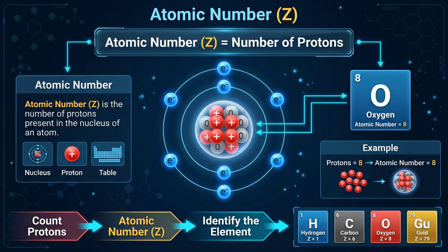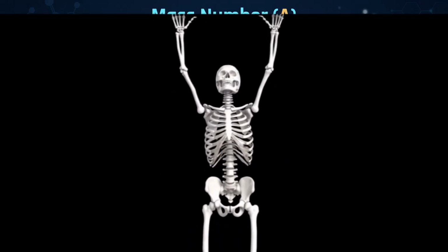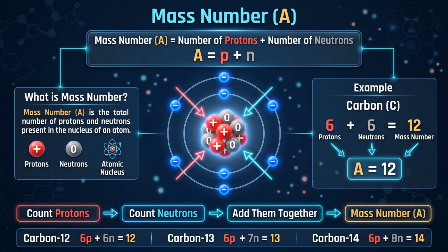The number of electrons or neutrons may change under certain conditions, but the number of protons remains the defining feature of the element. So, whenever you see the term atomic number, immediately remember one simple definition. Atomic number equals number of protons in the nucleus.